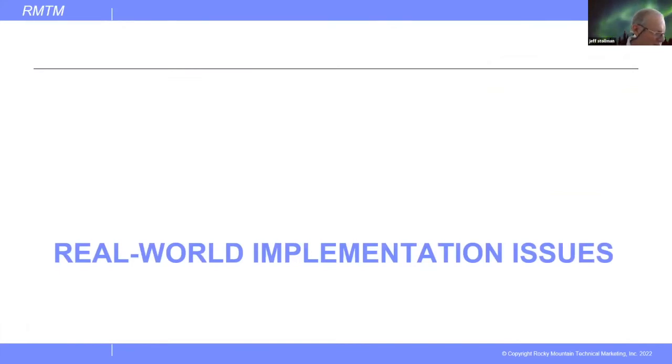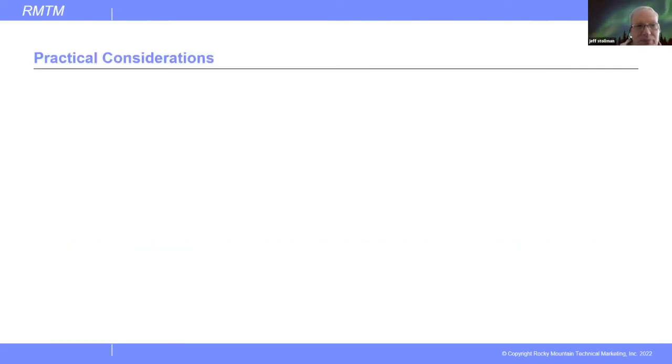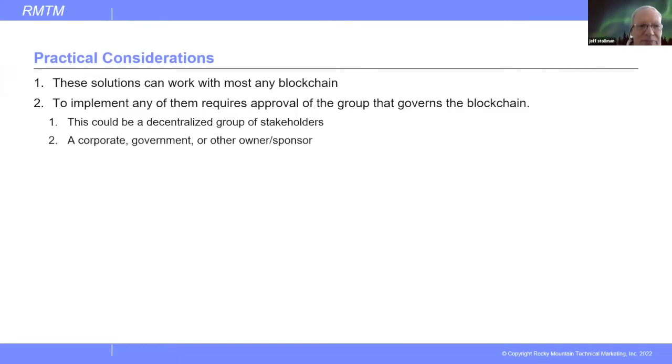There are, as you guys are no doubt aware, some real world issues in trying to implement this. While these solutions can work with most any blockchain, to implement them requires approval of the group that governs the blockchain. We've already seen many blockchains fragment when one group wanted to go one way and one group wanted to go another. I don't think that's particularly good for the ultimate health of the blockchain.